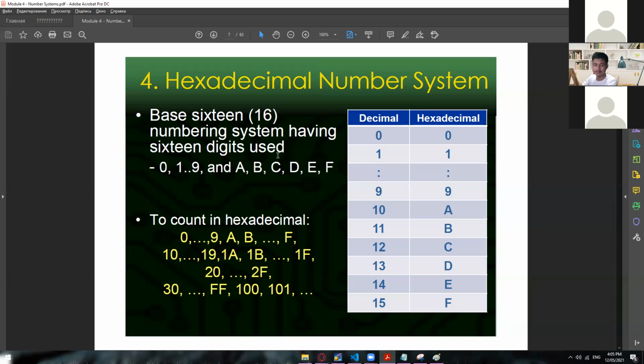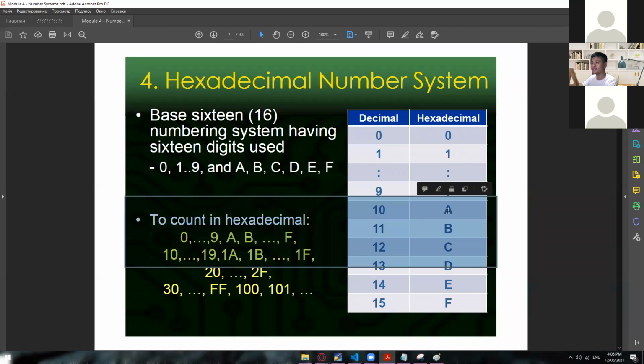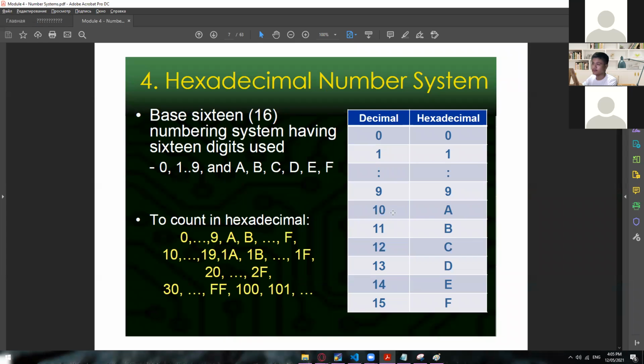Okay, hexadecimal is, of course, base 16, and it's ranging from 0 to F. I mentioned a while ago that this one is ranging from 0 to 15. However, once it reaches 10 to 15, each is now equal to a certain letter, wherein 10 is equal to capital letter A, and then 11 is equal to capital letter B, and so on and so forth, up to 15 which is equal to capital letter F. Also, we have this kind of sequence: 0 to 9, A to F, 10 to 19, 1A to 1F, 20 to 2F, 30 to FF, and so on and so forth.